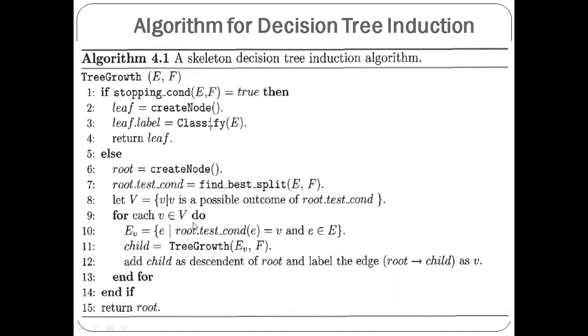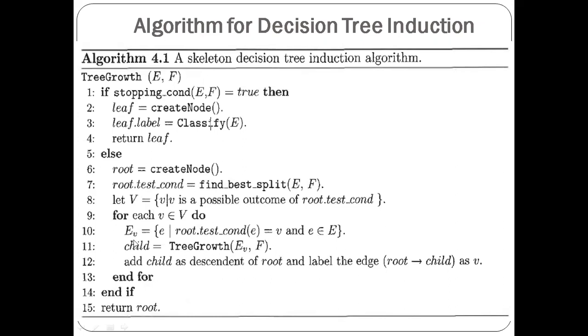For example, in the previous example, homeowner, we had two attribute values, yes or no, and for that yes or no we divided the records. In the same way, if there are v values, we need to create a path for each of these values, that is E_v, containing the set of records such that root.test_condition(E) equals v, and E belongs to the set of training records E. Once we create the path, we need to grow the tree by calling the same function, TreeGrowth.